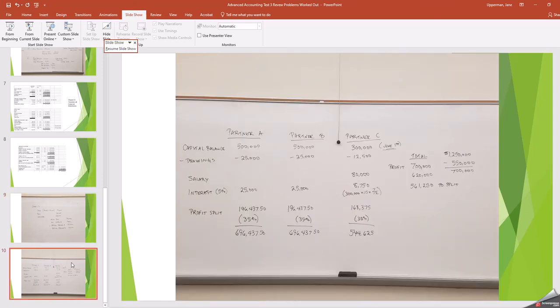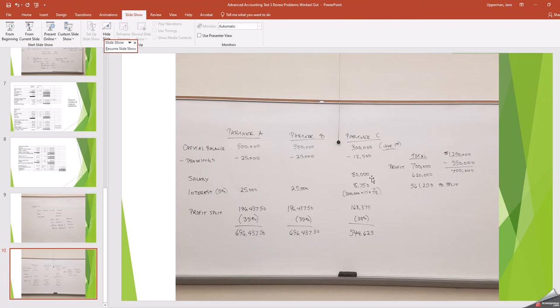Then this last one takes a partnership that's already in operations and splits the profits and allocates out the profit according to the partnership agreement. So there's two partners and they each have $500,000 contributed into the partnership. They let a new partner in on June 1st, and that partner contributes $300,000. There's drawings during the year. That means they took money out. They cashed out some money. So partner A cashed out $25,000, partner B cashed out $25,000, and partner C, again, she was only there for half the year, cashed out $12,500.